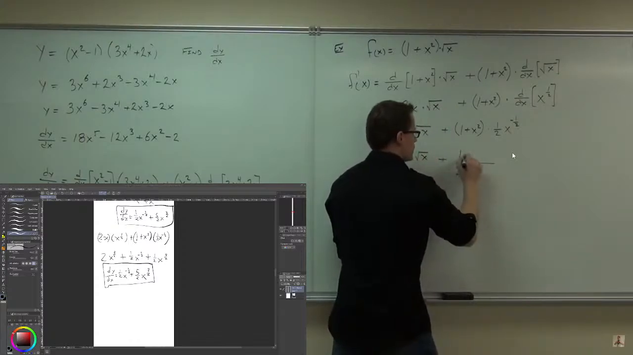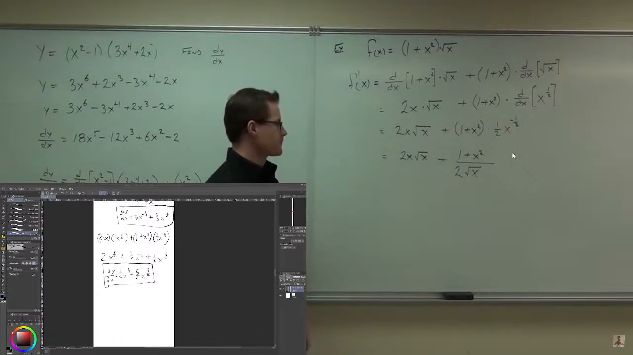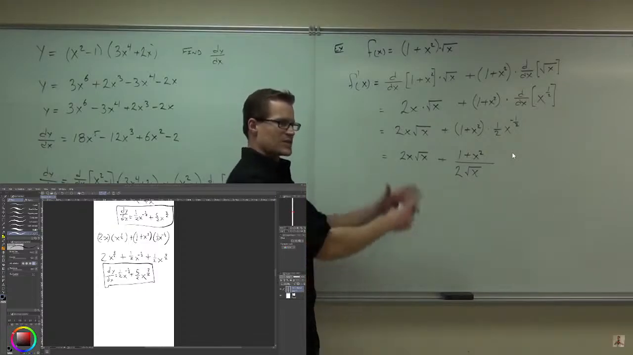1 plus x squared is on the numerator. Unless we want to get fancy and break that stuff up and find common denominators, we're just about done with that problem. How many people feel okay with this one?